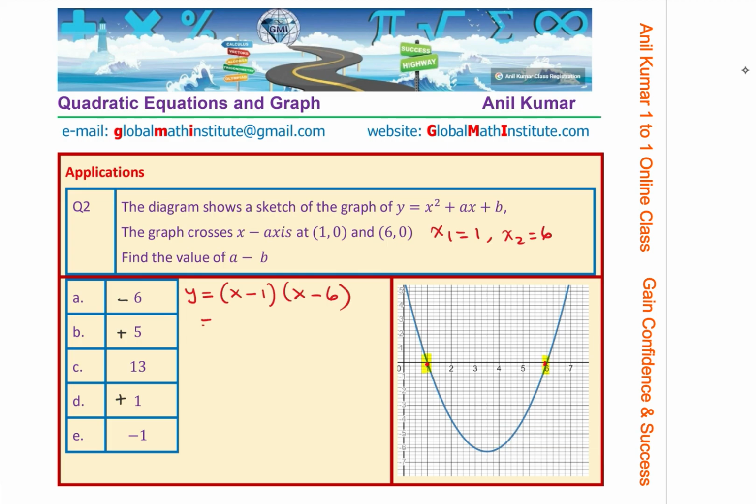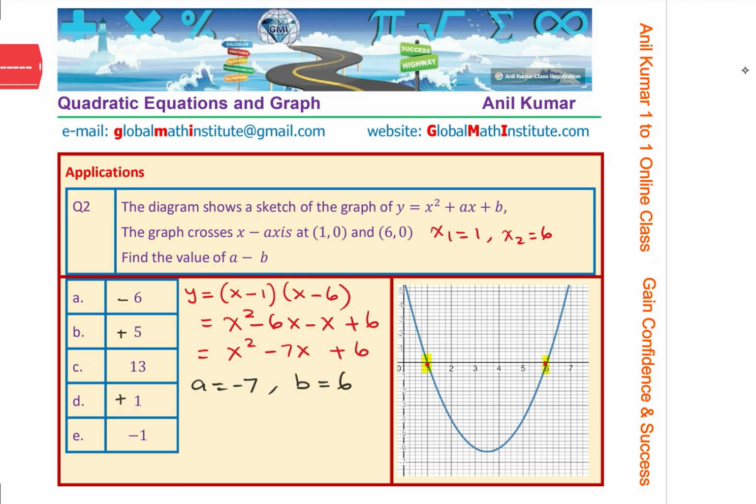Let us expand and simplify. x with x gives us x squared, minus 6x, minus x, plus 6, correct? And that gives you x squared minus 7x plus 6. So you can now write down the values of a and b. a indeed is minus 7 and b is 6.